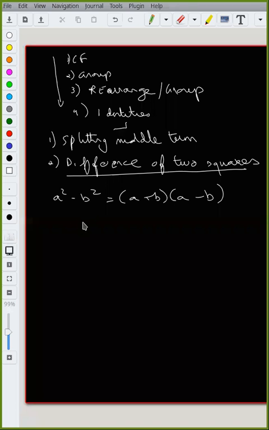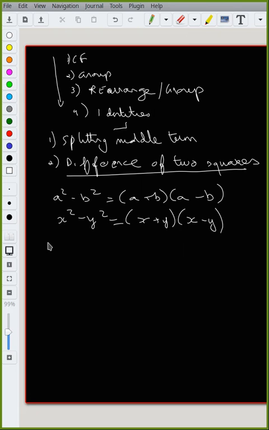Okay, so today we're doing difference of two squares, which we already know is nothing but a squared minus b squared is a plus b into a minus b, right? Or if you take it in x terms or y terms, that is x squared minus y squared is equal to x plus y into x minus y, correct?